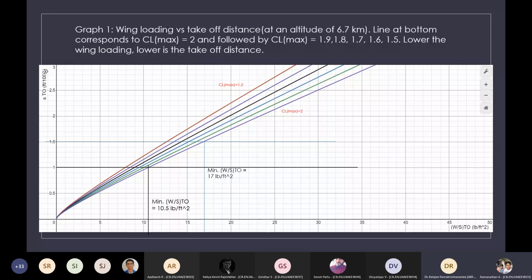From this graph we can verify that for takeoff length to be 1,000 feet, our minimum wing loading comes out to be 10.5 pounds per feet square. So I've used this to incorporate in the final graph so that we'll get the wing loading range.